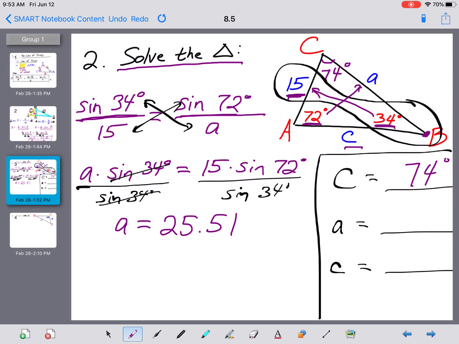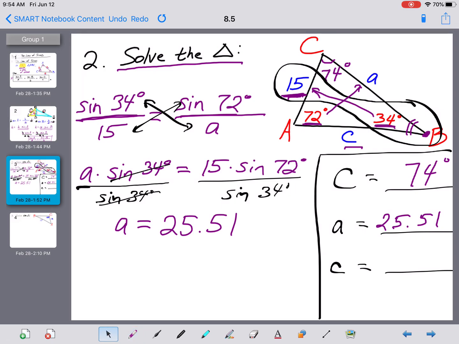go back to something I said just a moment ago. We knew that 34 degrees right here was the smallest angle in the entire figure, so that 15 had to be the shortest side. A and C both had to be bigger than 15. So I at least got that to work out. It doesn't guarantee that my answer is right, but if I got something less than 15, that would have guaranteed that I got it wrong. So I feel pretty good about that answer here.